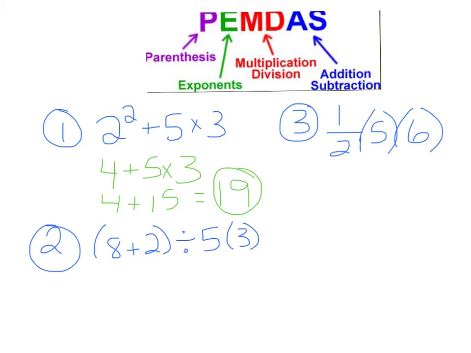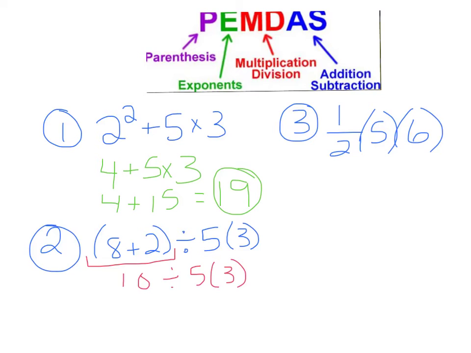Okay, number 2, first thing we want to look for is any parentheses. So parentheses, yes, we have 8 plus 2, so that gives me 10. Divided by 5 times 3. Remember, 5 parentheses 3 is just another way to write 5 times 3. It doesn't actually mean you do that part first. The reason we did this part first was because it was an operation within the parentheses. The 5 parentheses 3 is not an operation within a parentheses. It's just 5 times 3.